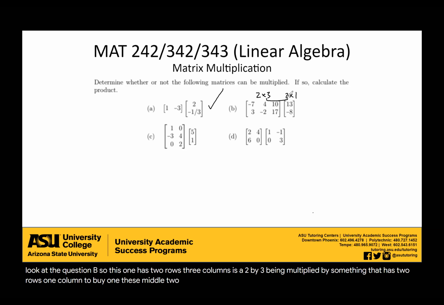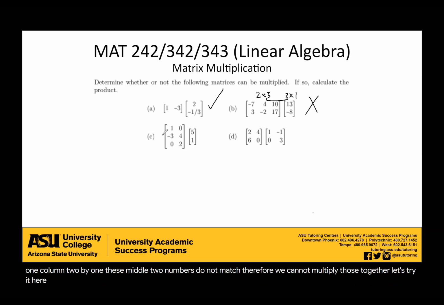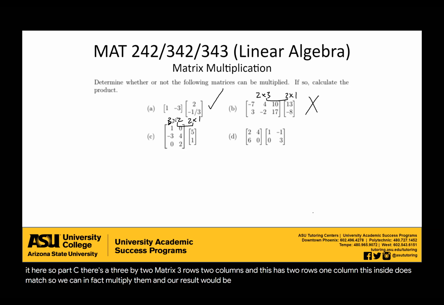These middle two numbers do not match. Therefore, we cannot multiply those together. Let's try it here. So part C, there's a 3 by 2 matrix, 3 rows, 2 columns, and this has 2 rows, 1 column. This inside does match, so we can in fact multiply them, and our result would be a 3 by 1 matrix.